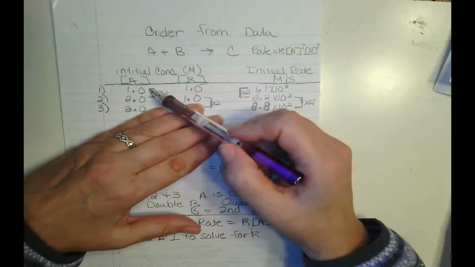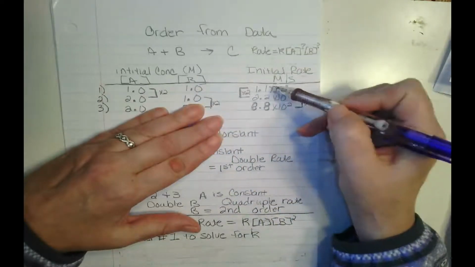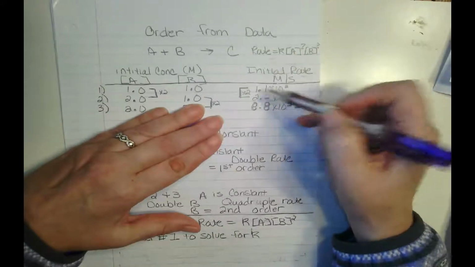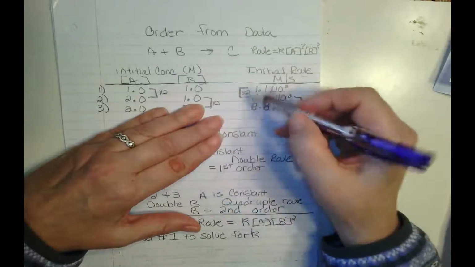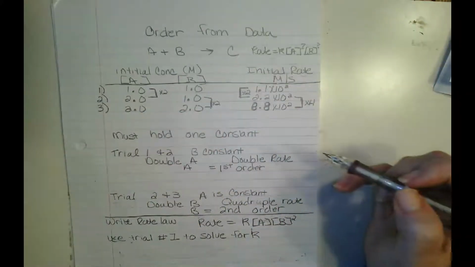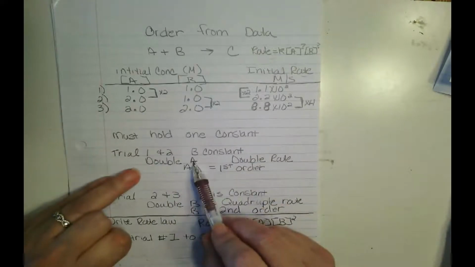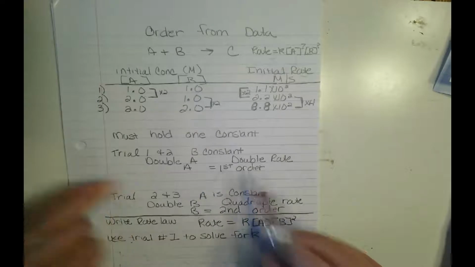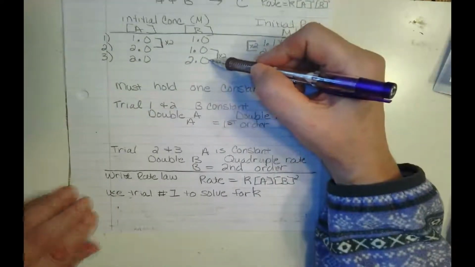So here, my rate is doubled, B doesn't change at all, and 1.1 times 10 to the second to 2.2 times 10 to the second, my rate was doubled. Concentration doubled, my rate is doubled. So, trials 1 and 2, B was held constant, I doubled A, so I doubled my rate, which means A is first order.